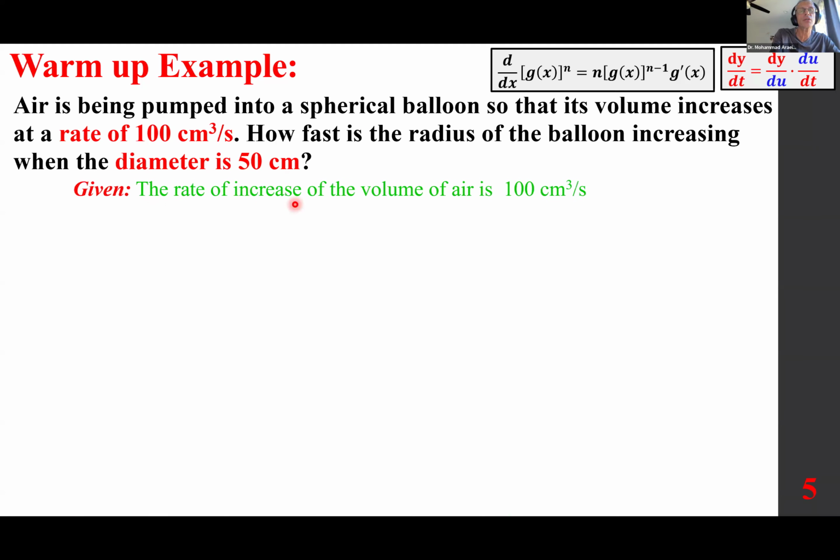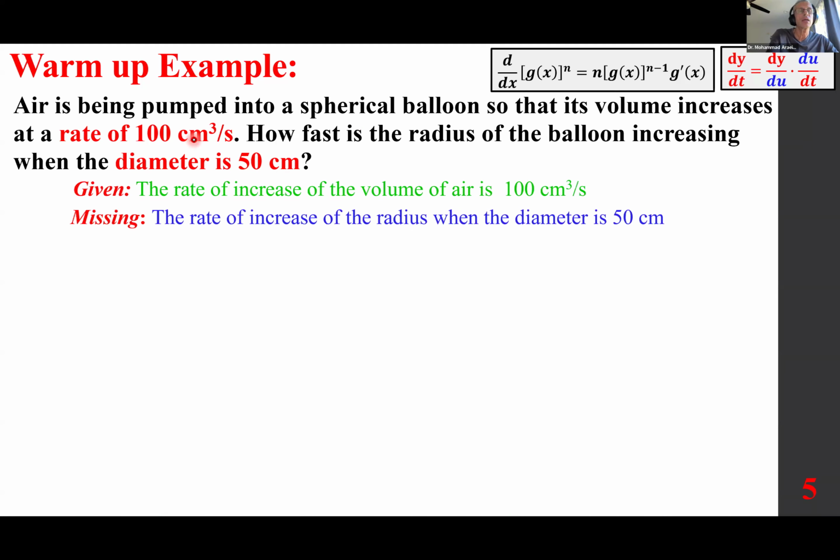The rate of increase of the volume of air is 100 cubic centimeters per second. We're going to look at what is missing: the rate of increase of the radius when the diameter is 50 centimeters. So that's understanding the problem verbally. But we have to also do it, and more importantly, symbolically, in mathematical symbols.